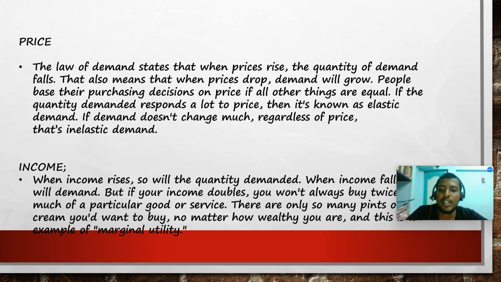But if your income doubles, you won't always buy twice as much of a particular good and service. There are only so many units of a good that people want to buy, no matter how wealthy you are. And this is an example of marginal utility.